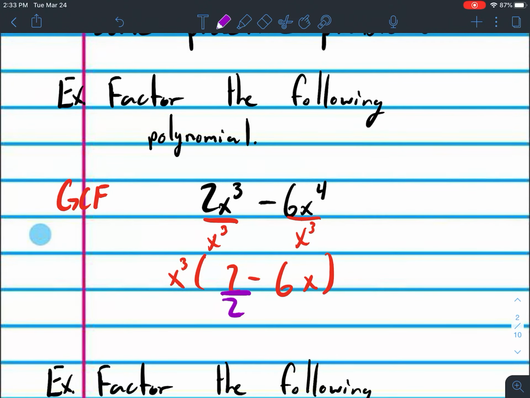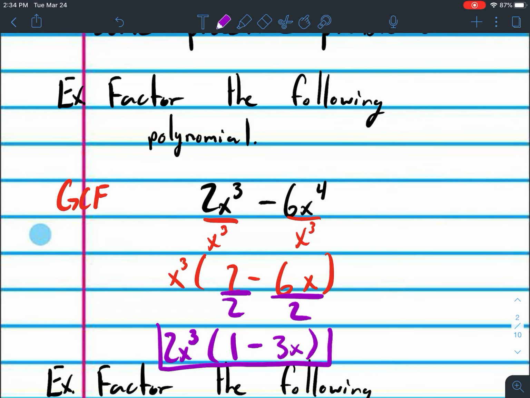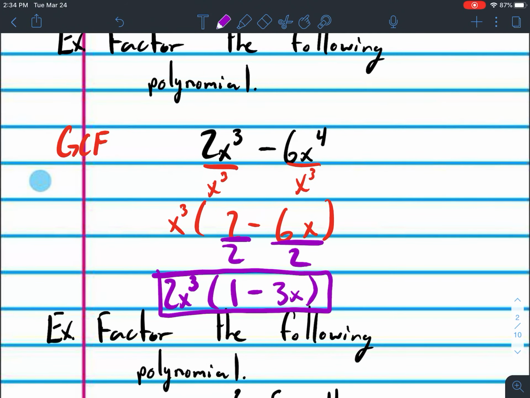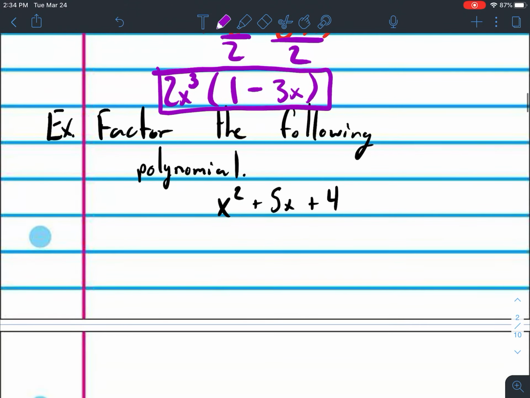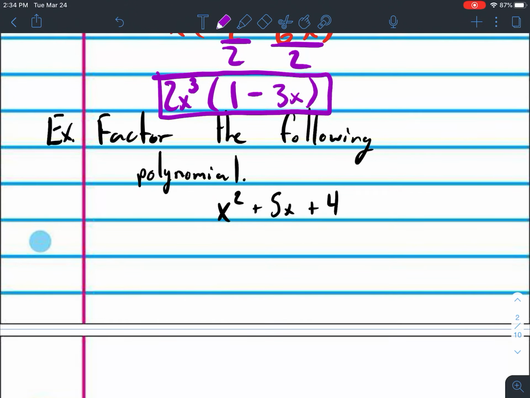Now be careful right here, you guys. This is where I saw a lot of errors on the quiz. Make sure when you divide out, you divide. So we've taken out 2x cubed. What's 2 divided by 2? 1. What's 6 divided by 2? 3x. And there you go. Okay, GCF done, we can't do anything with that other piece, so we're stuck on that. Factor completely, we did.